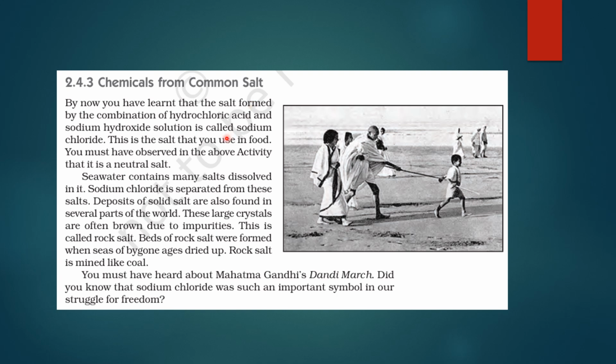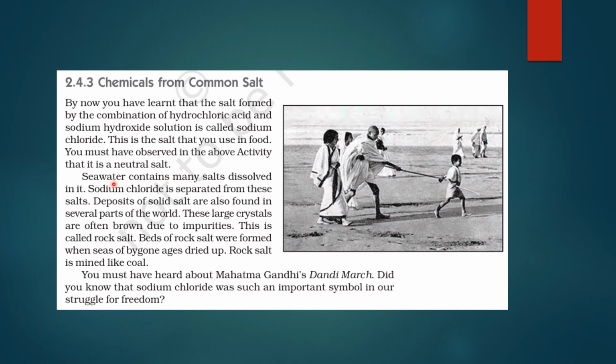कॉमन सॉल्ट क्या होता है? कॉमन सॉल्ट जो आप किचन में यूज करते हो, व्हाइट कलर्ड, it is sodium chloride. Okay, and it is formed by the combination of hydrochloric acid and sodium hydroxide. Fine, both are strong. Acid is also strong, base is also strong, so you get a salt which is neutral. All right, this salt is used in food. Okay, and it's a neutral salt.